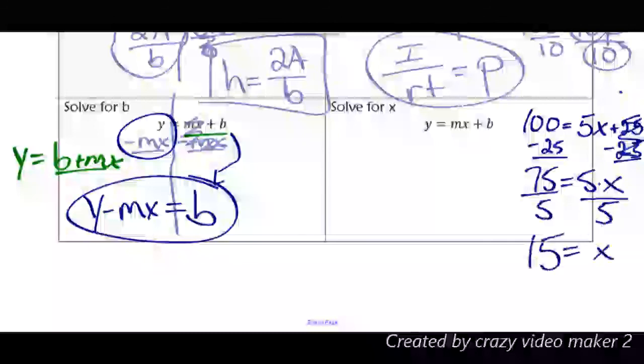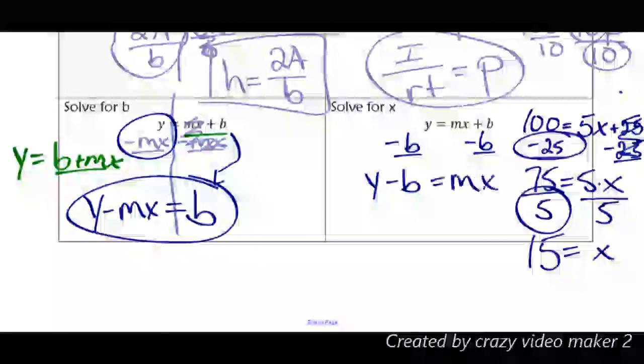It's not going to give me a nice number like that one, but I can use these exact same steps, subtraction and division. I'm going to subtract away the thing that's being added, minus b. That gives me y minus b. Again, I can't really simplify that because a y and a b are different variables. I don't know what those numbers are yet, so all I can really do is just write that as a difference of those two things. That equals mx.